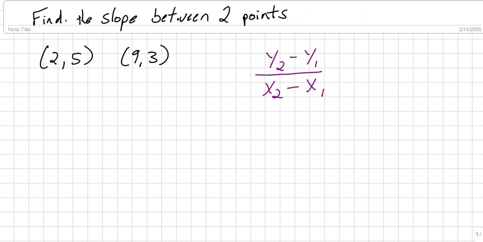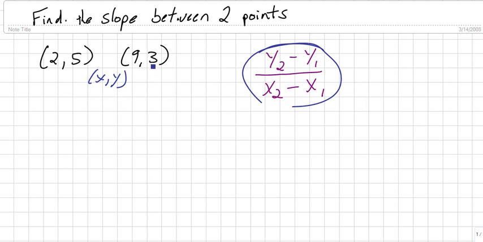Okay, now we're interested in finding the slope between 2 points. Here I have the points (2, 5) and (9, 3). Remember, whenever I have an ordered pair, my ordered pairs are always in the order x, y. So this corresponds to my x coordinate, and this corresponds to my y coordinate. Here is a formula for finding the slope between 2 points. It's y2 minus y1 over x2 minus x1. Now, in terms of which one is y2 and which one is y1, believe it or not, it doesn't matter, as long as you match up the y2 and the x2 together.